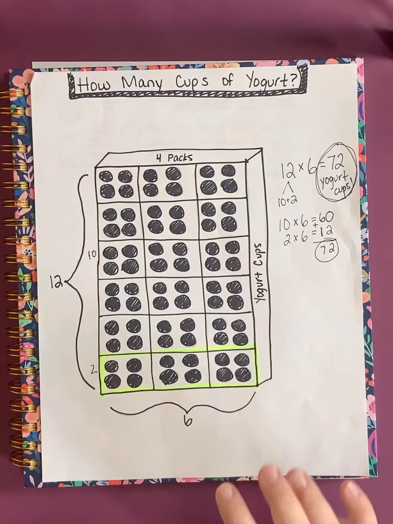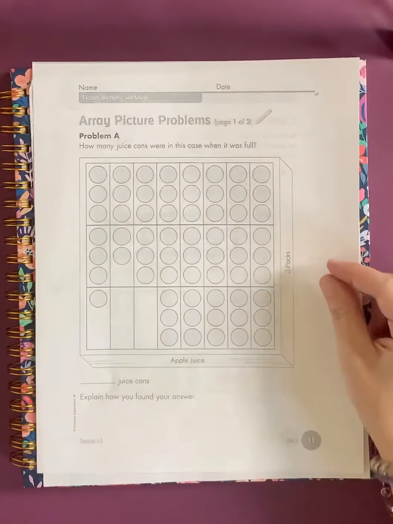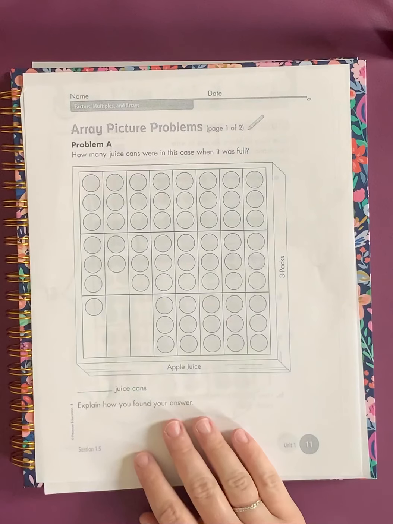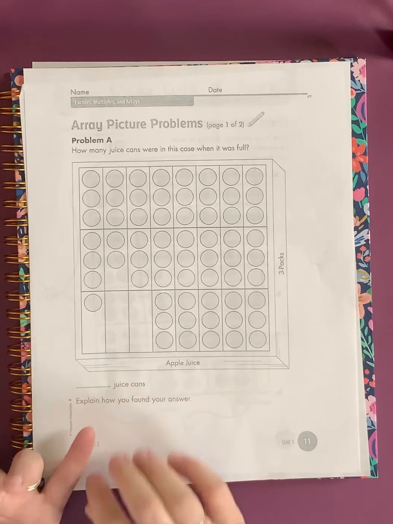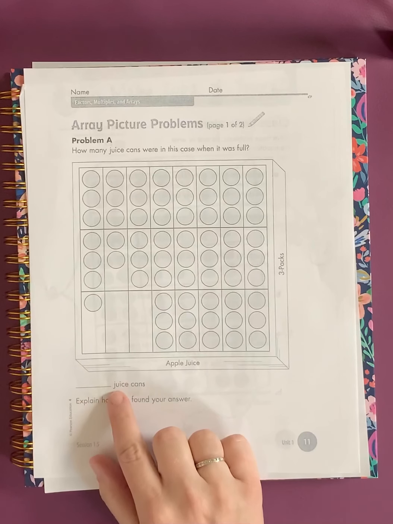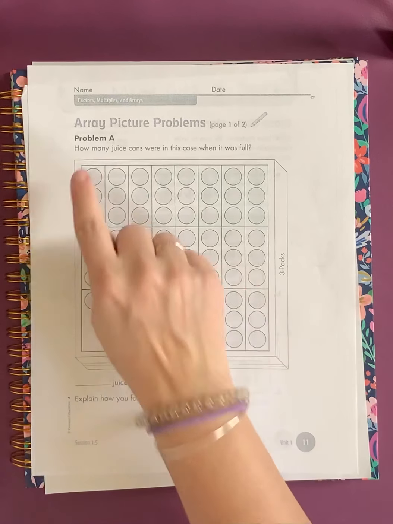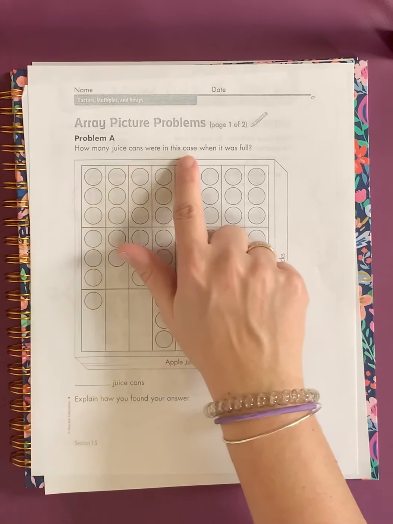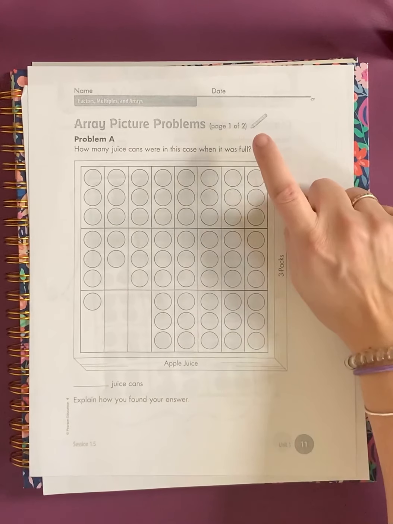All right, so this is what you're going to be doing today. In the next 2 slides, you have 2 problems you're going to be solving. One of them looks like this. It's an array picture problem. So it's kind of like the one we just did, where you have some of them missing and you need to figure out how many juice cans you have all together. So if these were all filled up, how many would this fit? It says how many juice cans were in this case when it was full. Not how many are in it now, but when it was actually full.